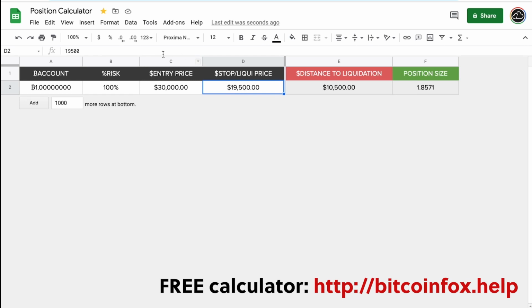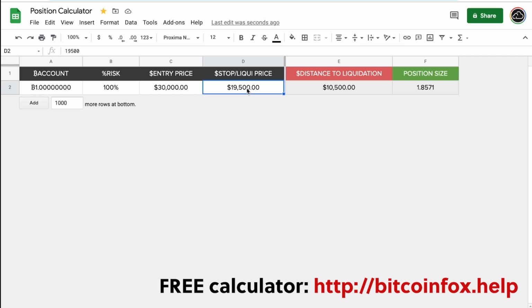Again, you can do the other way where you have a risk profile here where you say 100%, you say 10%, 50%, whatever, and then this becomes your stop rather than your liquidation, and then you only have to be concerned with that percentage of your account that you've risked and nothing else.